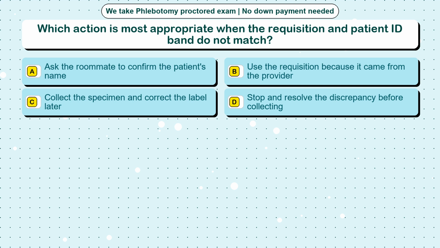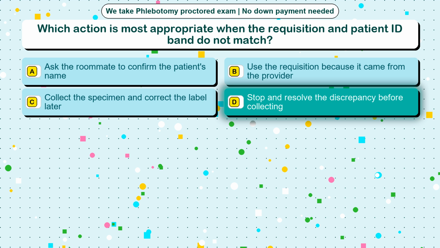Question 93. Which action is most appropriate when the requisition and patient ID band do not match? Option A, ask the roommate to confirm the patient's name. Option B, use the requisition because it came from the provider. Option C, collect the specimen and correct the label later. Option D is stop and resolve the discrepancy before collecting.